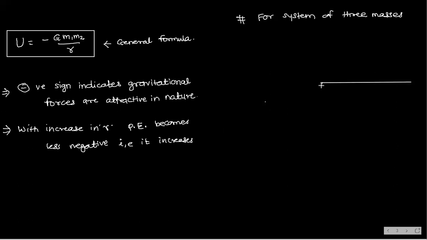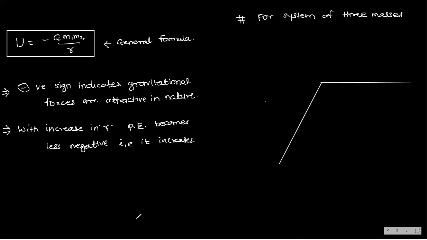Sir, positive sign indicates? Negative sign, that is. Only negative will come, sir. Always negative. नेगेटिव साइन, ये देखो नेगेटिव है ना यहाँ पे, ये देखो नेगेटिव साइन, ऑलवेज नेगेटिव. Potential energy is always negative. Negative sign indicates gravitational forces are attractive in nature. And with increase in R, potential energy becomes less negative, that is, it increases.